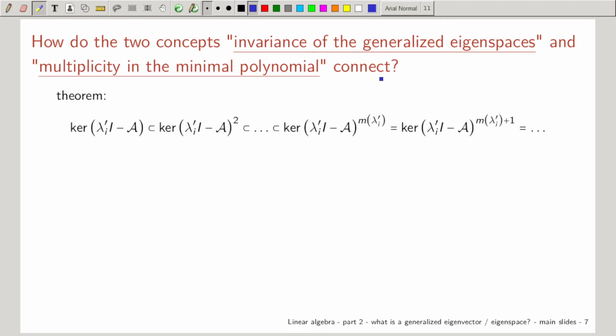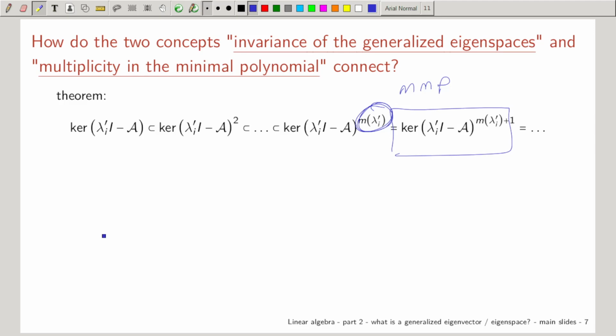From a geometrical perspective, I hope this is clear. I have this, and then it might become this, and then this, and each kernel might be bigger than the previous one, but at a certain point, whenever I hit the multiplicity in the minimal polynomial, the chain of kernels doesn't expand anymore.